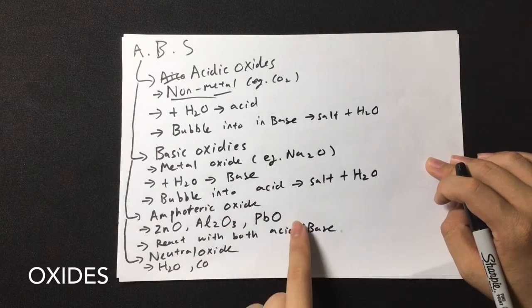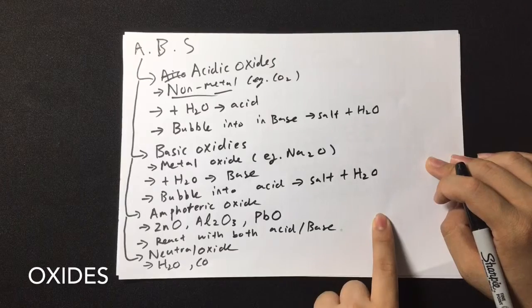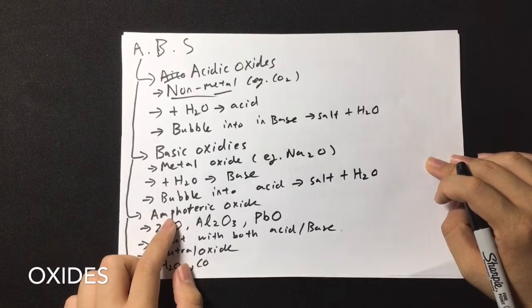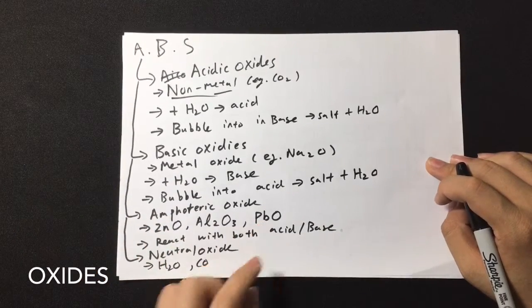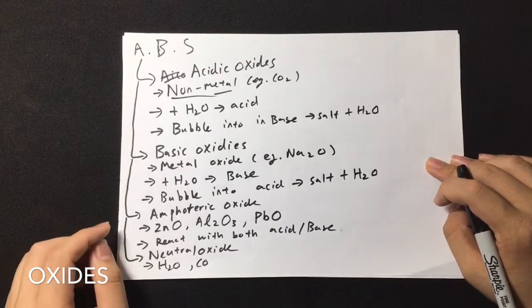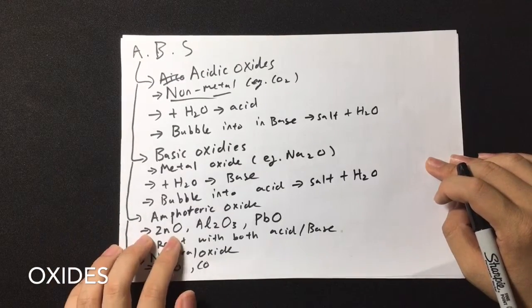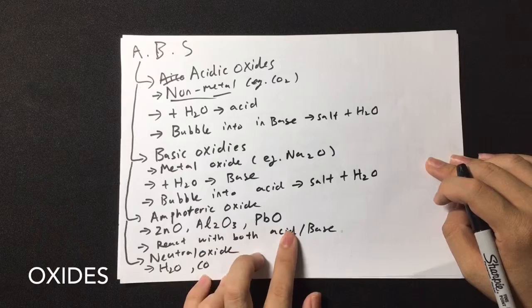Bubble it into acid and you will get salt and water. Next, we'll look at the last part of it, which is amphoteric oxide. There's only a total of 3 amphoteric oxides that you need to know. They are zinc oxide, aluminum oxide, and lead oxide.